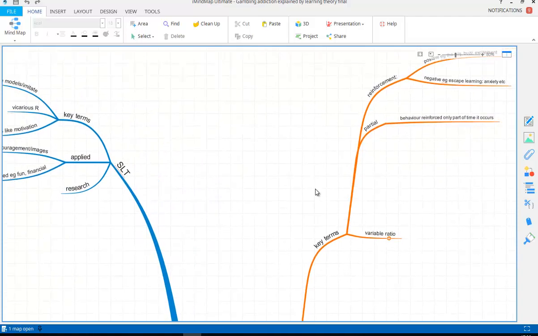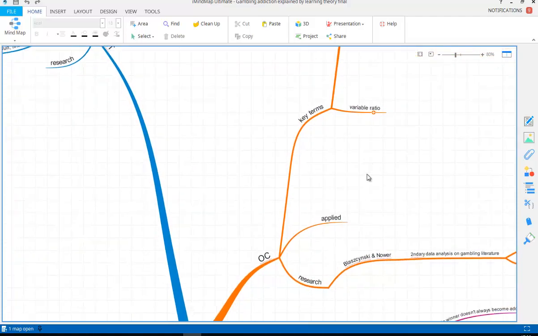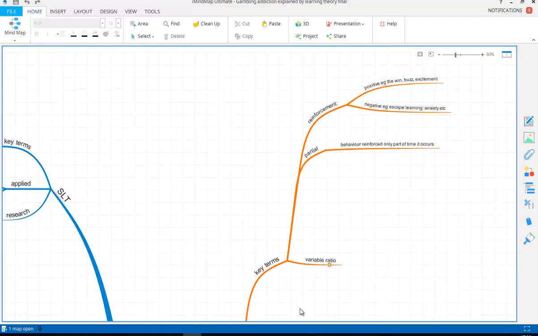So let's go on to operant conditioning over here, and we'll start off with our key terms. Operant conditioning obviously involves reinforcement, and we've got positive reinforcement and negative reinforcement. Positive reinforcement is gaining something. With both types of reinforcement, we're always strengthening a behavior. With positive, we gain something pleasant. With negative, we're taking away something unpleasant.